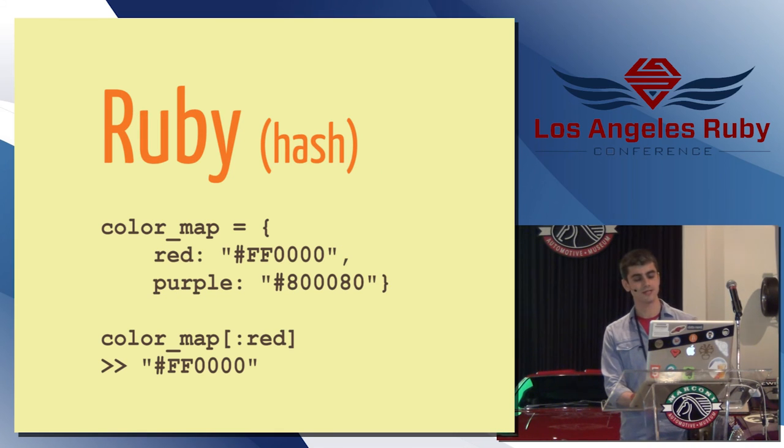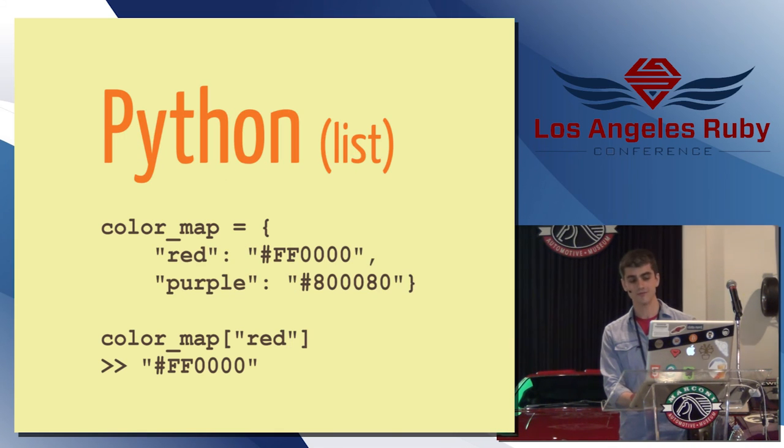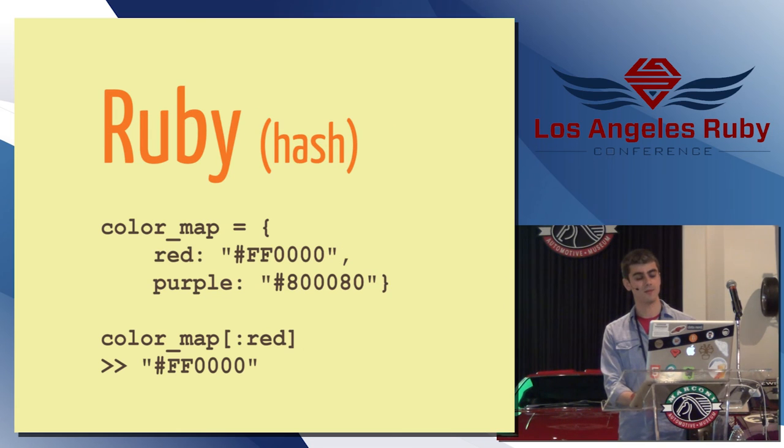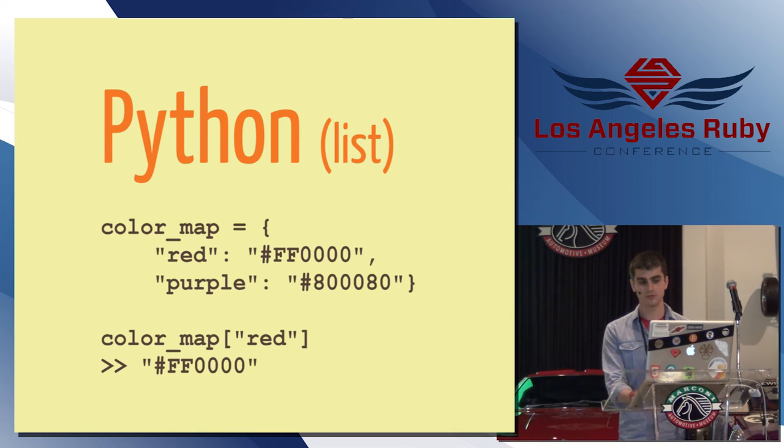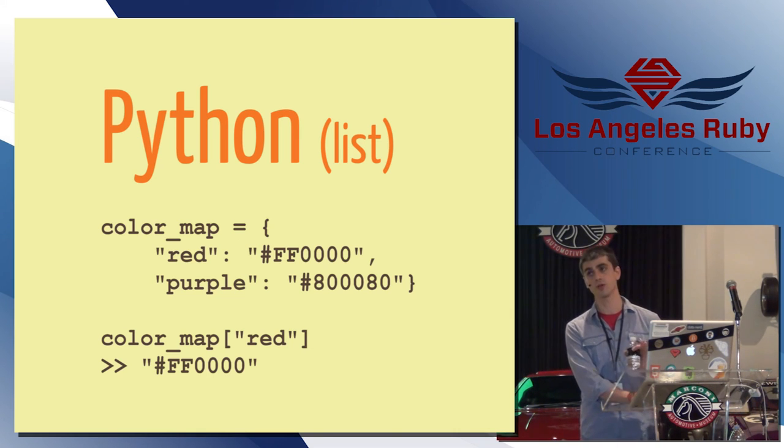Basically, instead of just these identifiers for the keys, they're strings. Everything is a string. And when you access an element with the bracket syntax there at the bottom, you don't use symbols, you use strings. So Python has no symbols. Everything is a string when you're dealing with hashes.